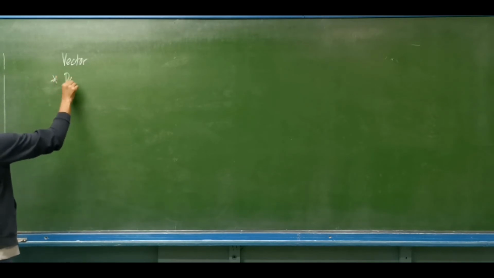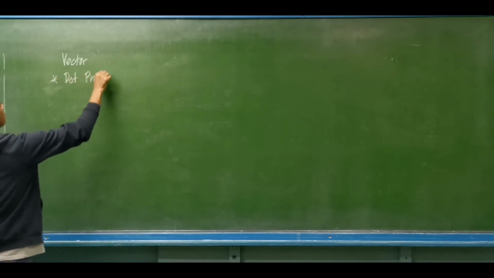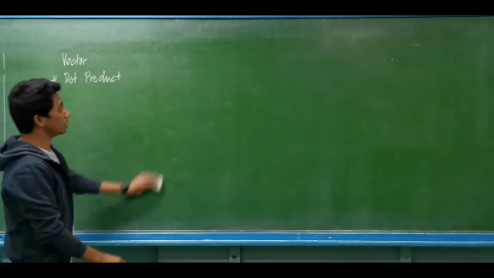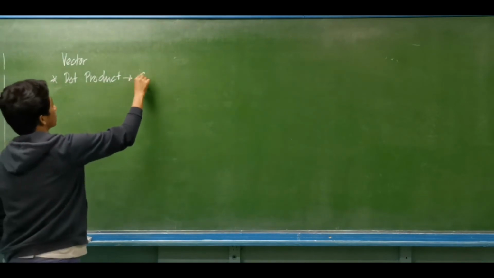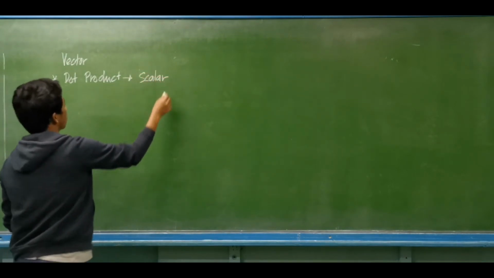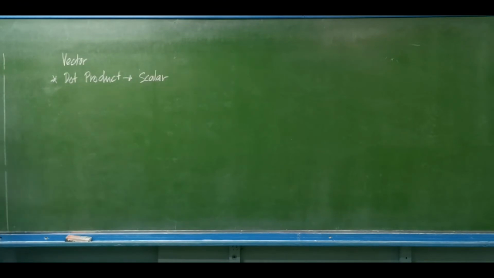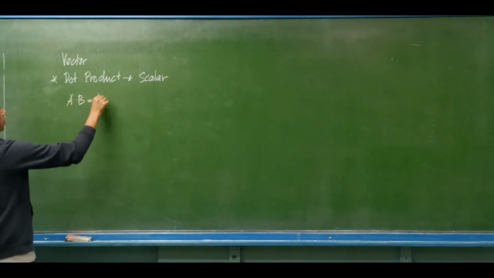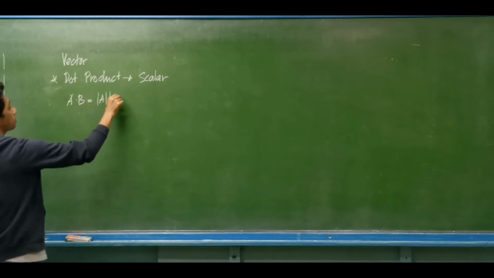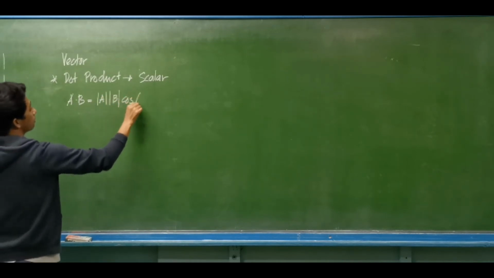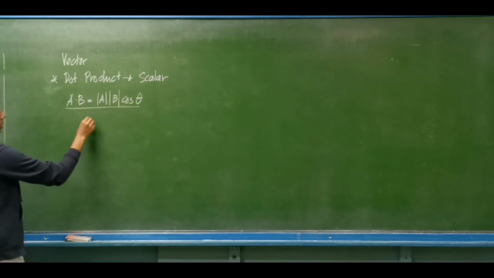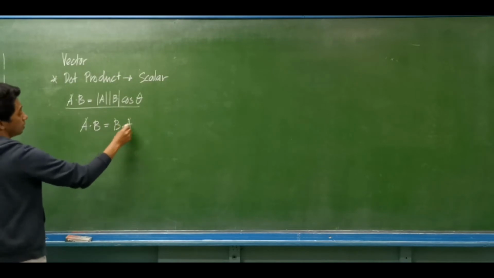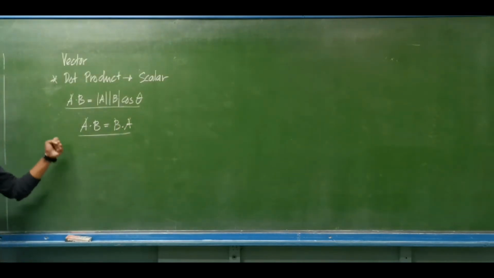So first we have the dot product. If you perform a dot product, the resulting product will be a scalar quantity. That's why it is also known as the scalar product. A dot B equals the absolute value of vector A multiplied by the absolute value of vector B times cosine of theta. When it comes to the dot product, A dot B is the same as B dot A.